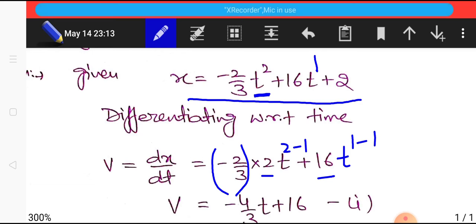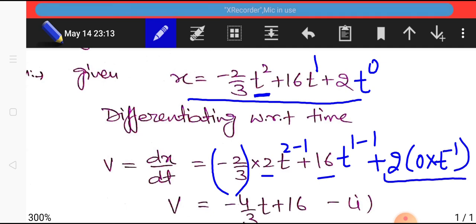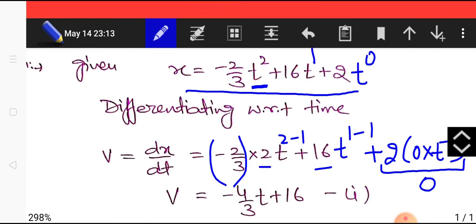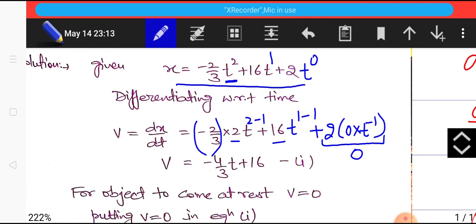1 minus 1 is 0, and t to the power 0 is 1, so 16 into 1 will remain 16. And we can consider 2 as 2 into t raised to power 0; 2 will remain as it is, and differentiation of t raised to power 0 will be 0 multiplied by t raised to power 0 minus 1, that is minus 1, and this entire thing is going to be 0. So that is how, if you practice it a little, you can do these things quickly.